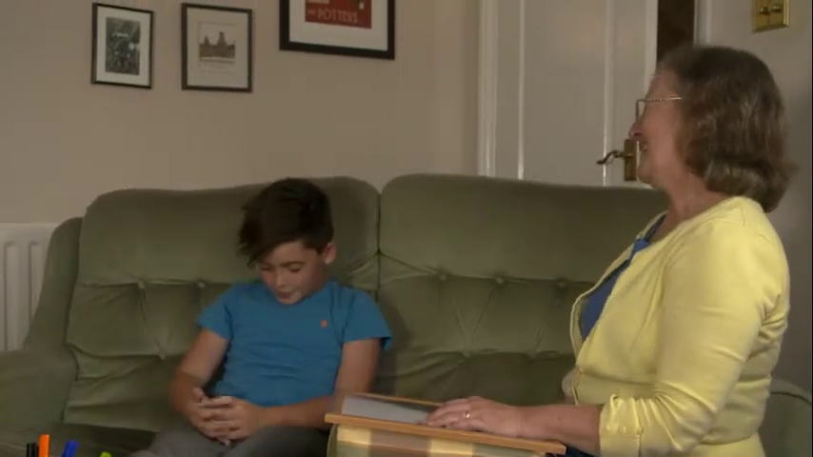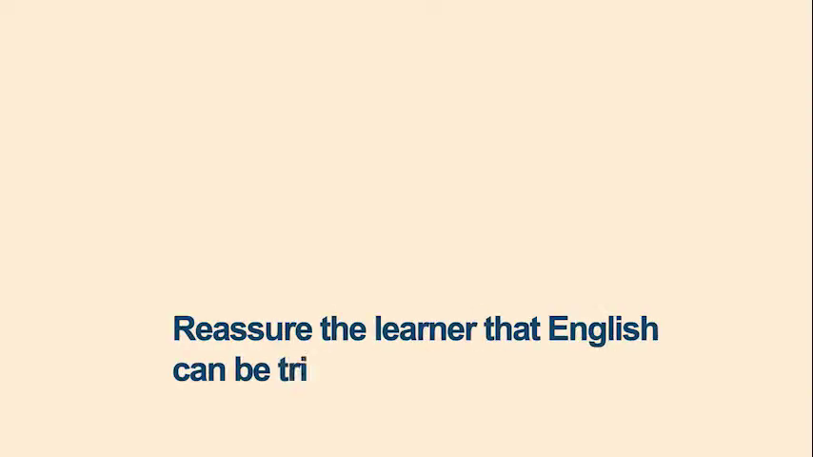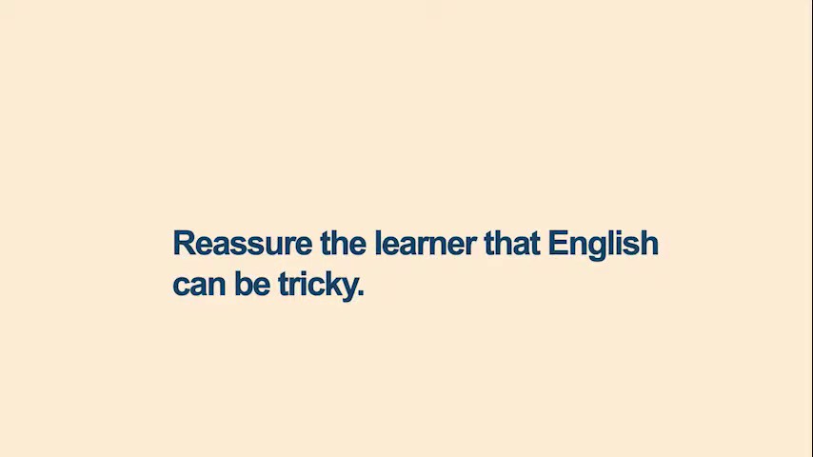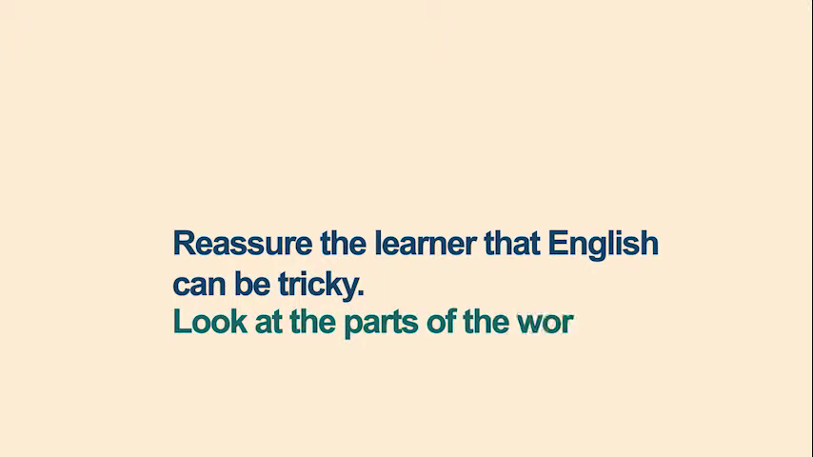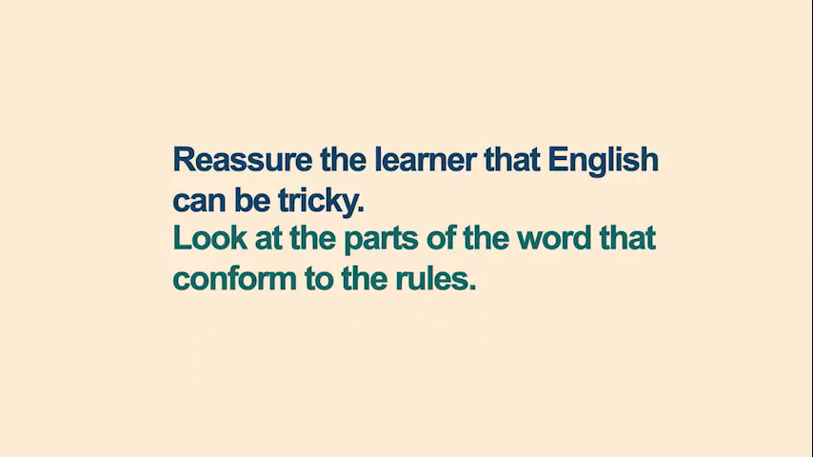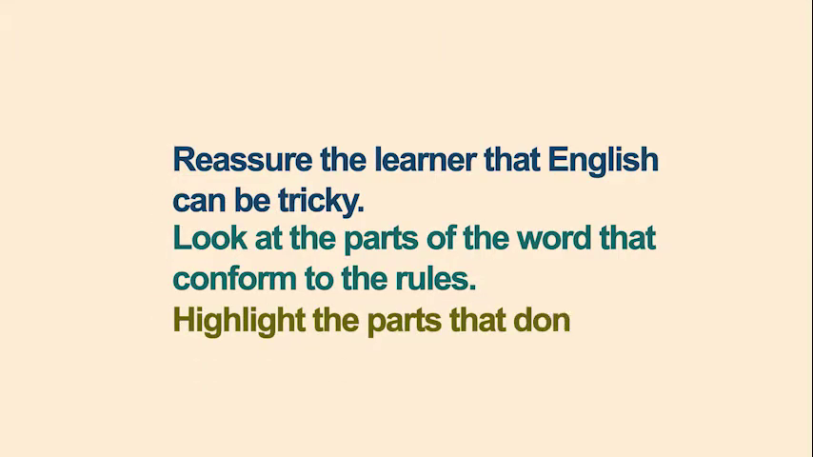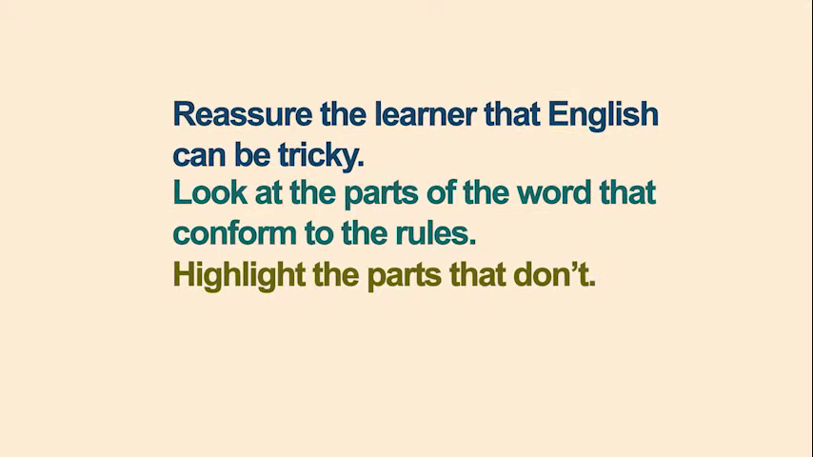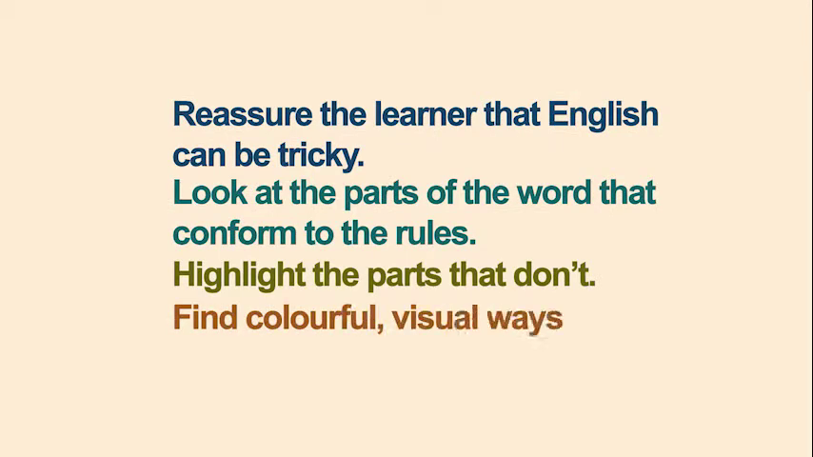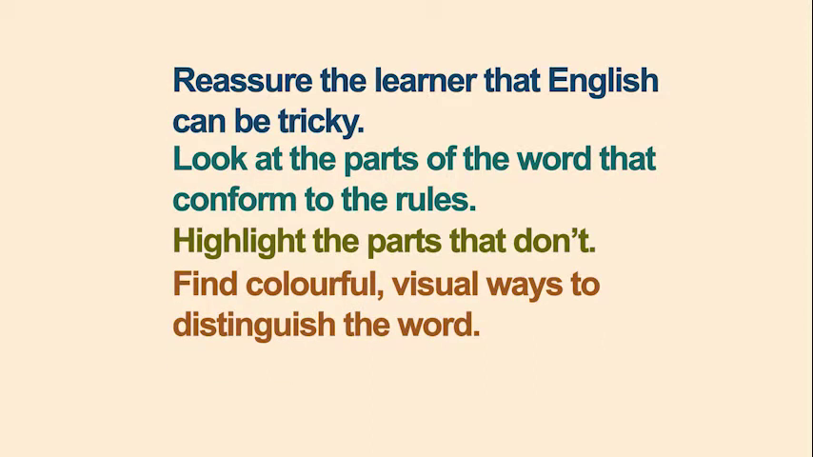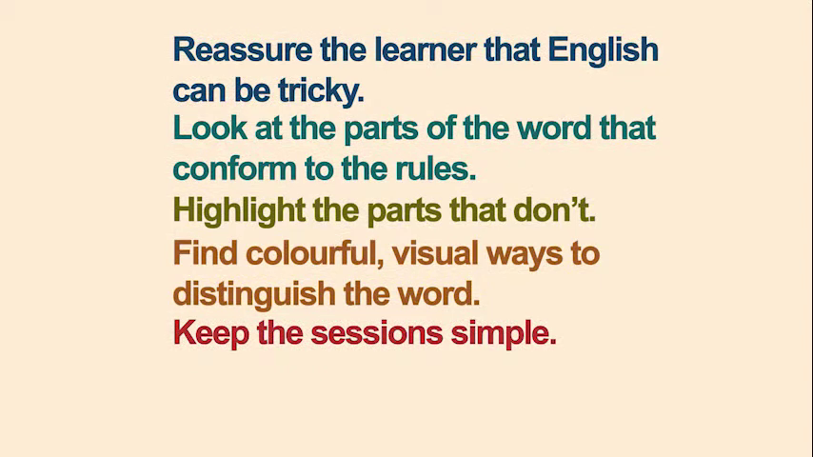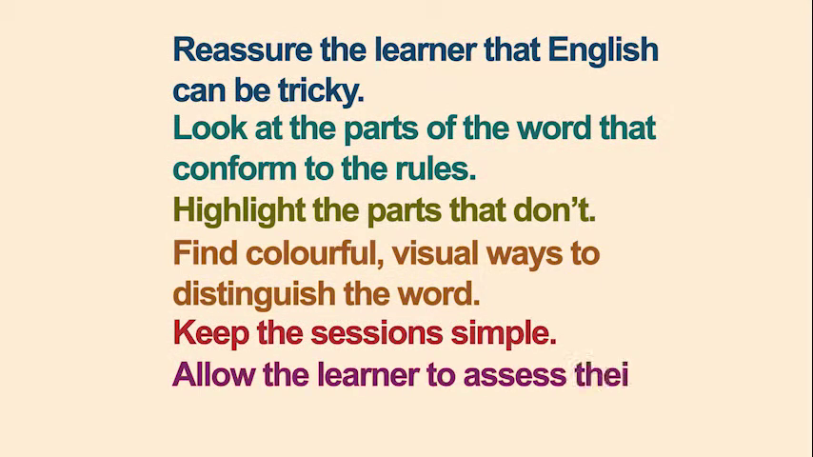So, to recap some key principles for teaching common irregulars. Reassure the learner that English can be tricky. They're not the only ones struggling with these words. Look at the parts of the word that conform to the rules, and then highlight the parts that don't. Find colourful visual ways to distinguish the irregular parts of the word. Keep the session simple. Allow the learner to assess their own progress.